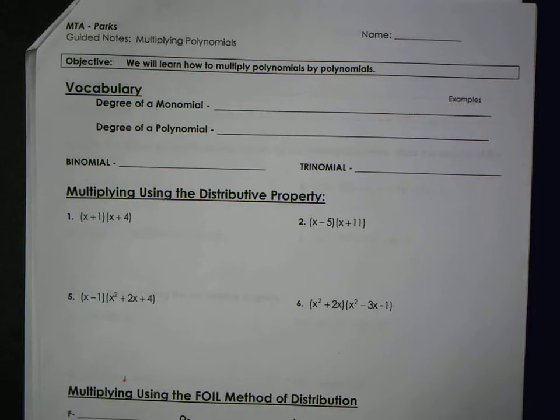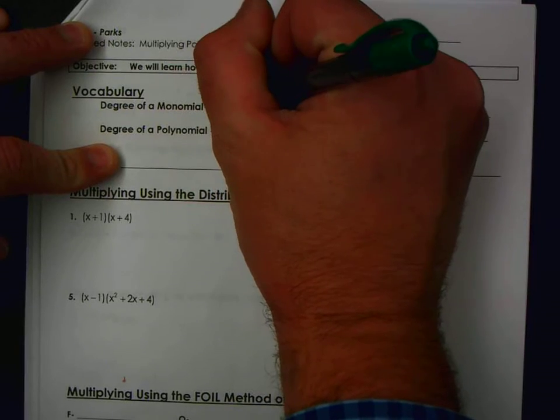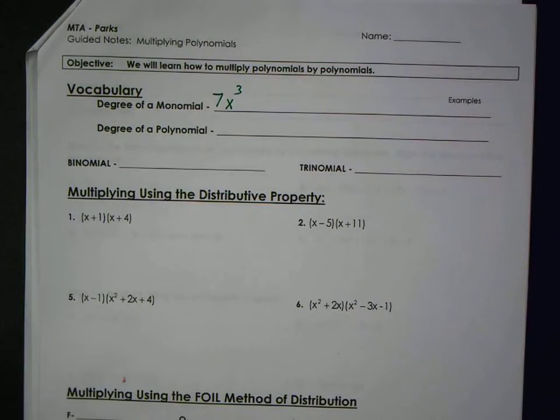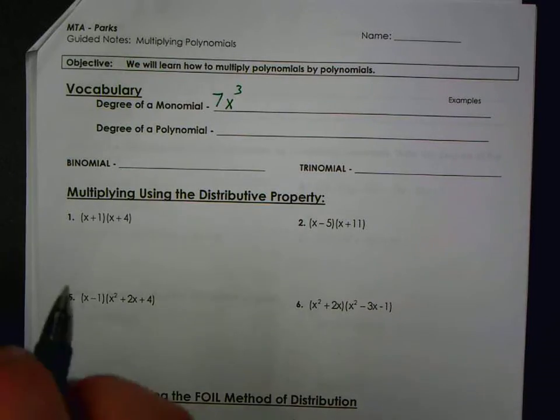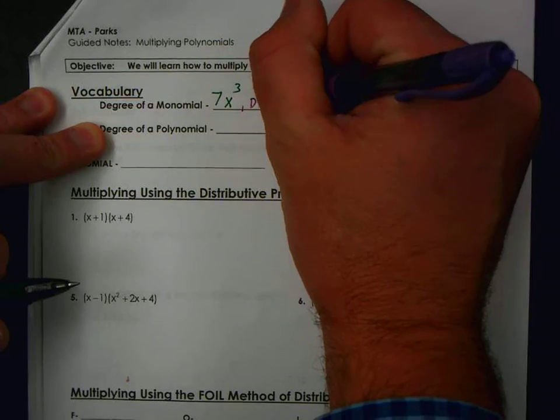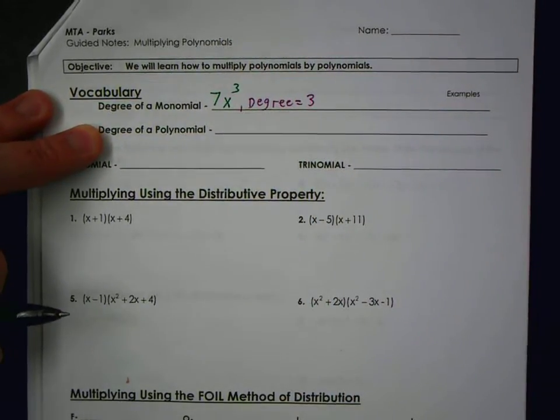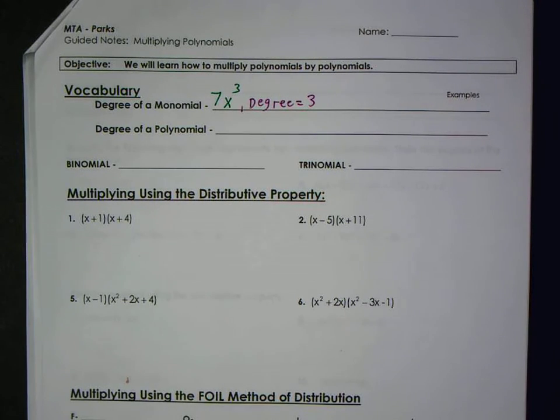For instance, if you had 7x to the third, that is a monomial. There's only one term, 7x cubed. The degree is 3. And we also learned in AG2 we would call that a cubic. Third powers are cubics. So you just look at the exponent.